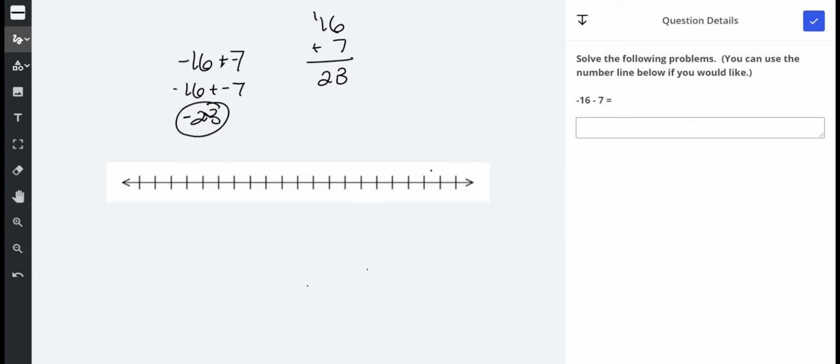But just to show the work, if I have negative 16, and go left, 1, 2, 3, 4, 5, 6, 7, I'm going to label my number line, and I can see that it's between negative 22 and negative 24, and that makes it negative 23.